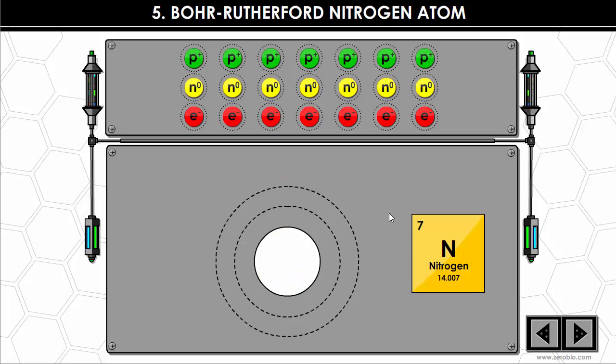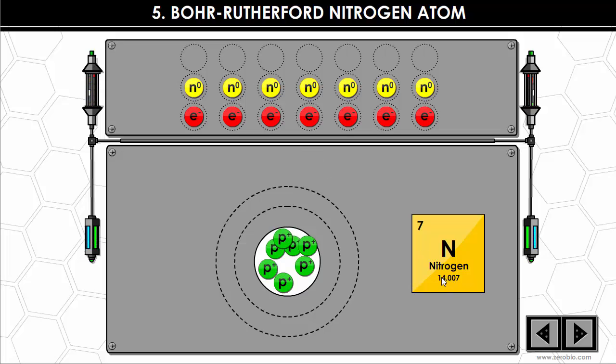On to nitrogen. Now nitrogen has a lot going on. There's an atomic number of 7, so that means 7 protons. It's going to get very busy in that nucleus. So let me grab 7 of these. That's all of these here. 5, 6, and 7, just making it.